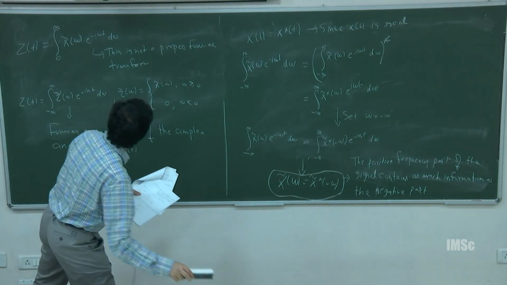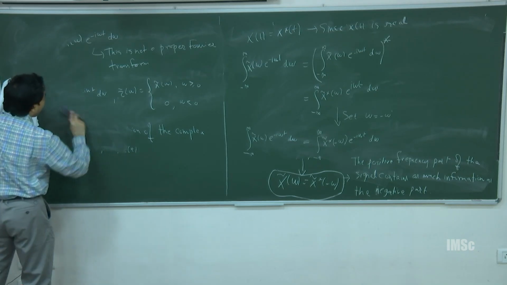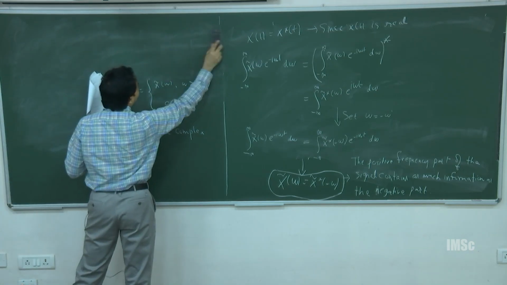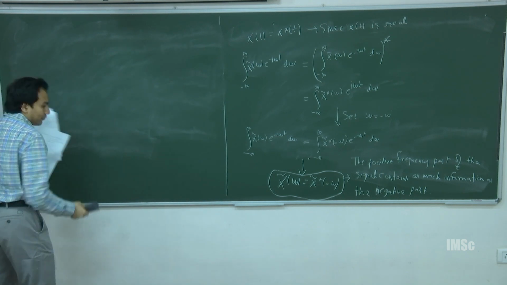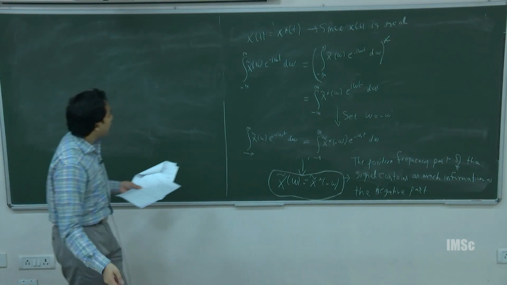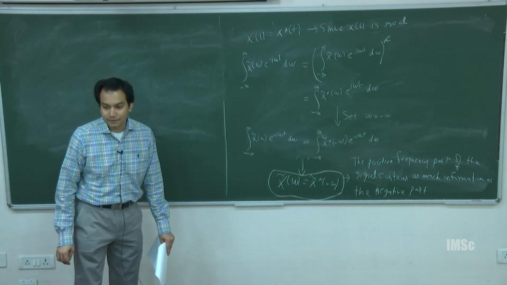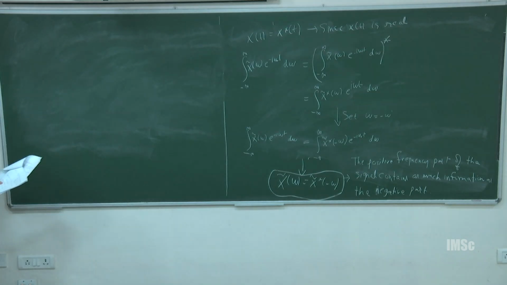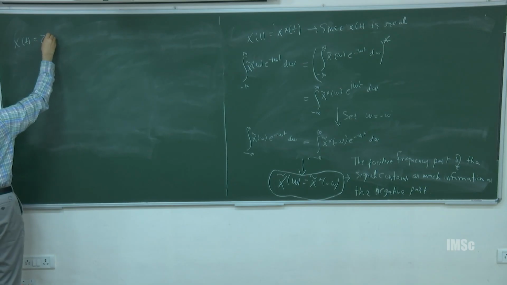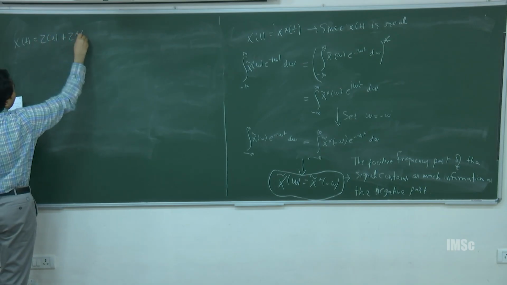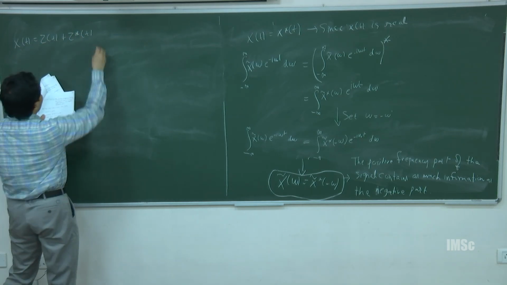So of course, just cleaning this part of the board. Now we will write down a couple of formal mathematical results. This is just for the sake of completeness and to show that one can in fact use the tools from complex analysis, but we won't be going into the details. So x of t, if you want to express x in terms of z, it is just z plus z conjugate.